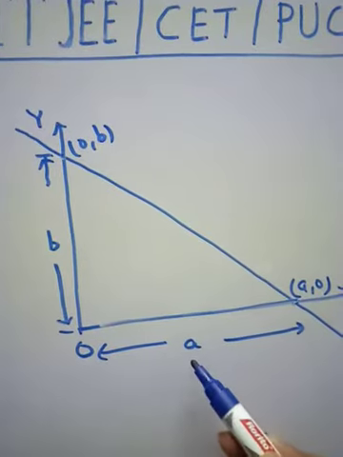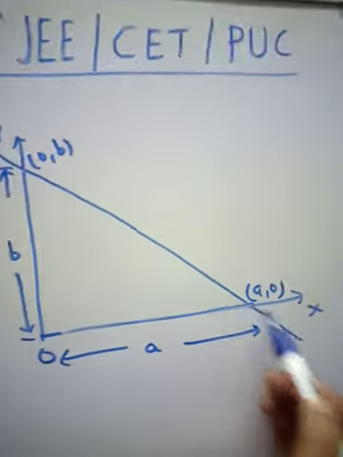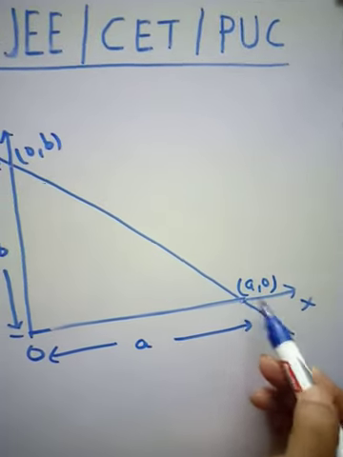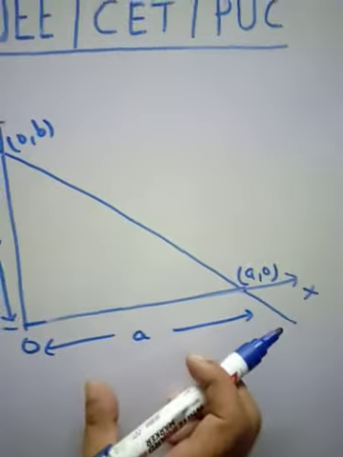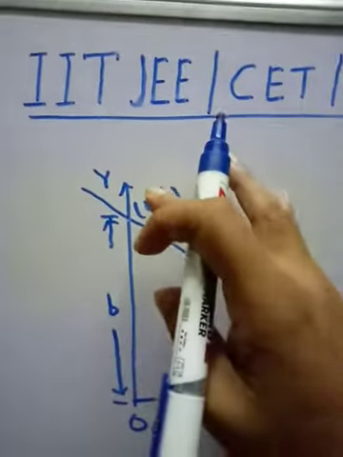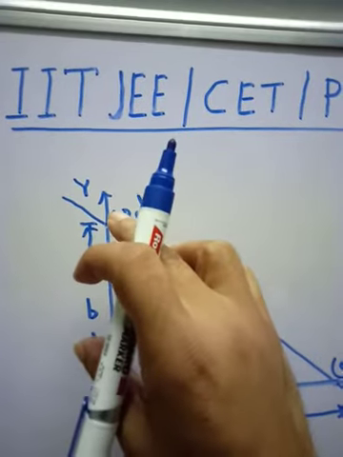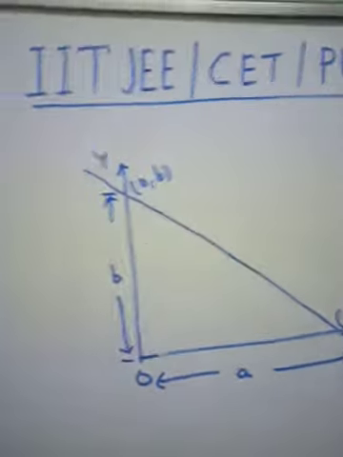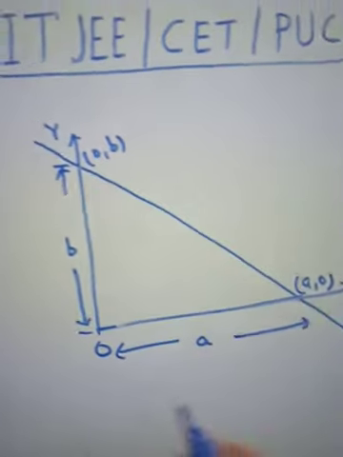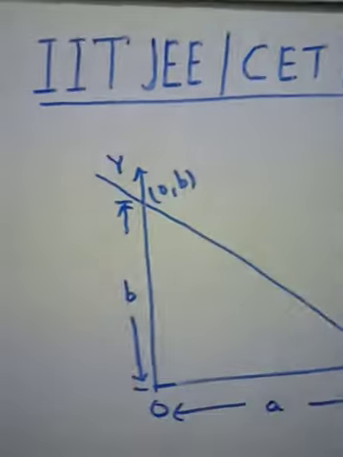So here a is the x-axis intercept. Why is it the x-intercept? Because the line is cutting the x-axis at the point A, and the distance of this cutting point from the origin is a. Similarly, the distance of the cutting point on the y-axis from the origin is b, so the y-intercept is b. Now we know a formula. We have two coordinates: one coordinate is (a, 0), the second coordinate is (0, b).